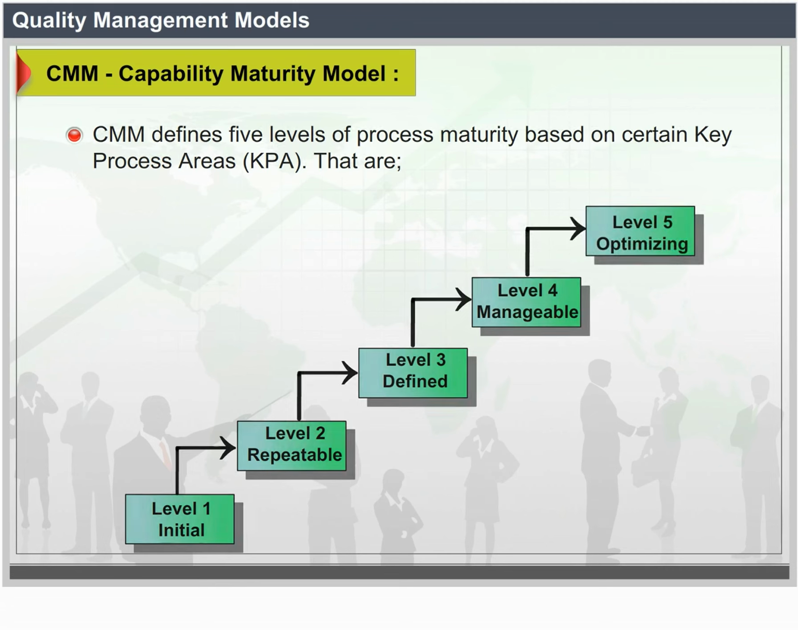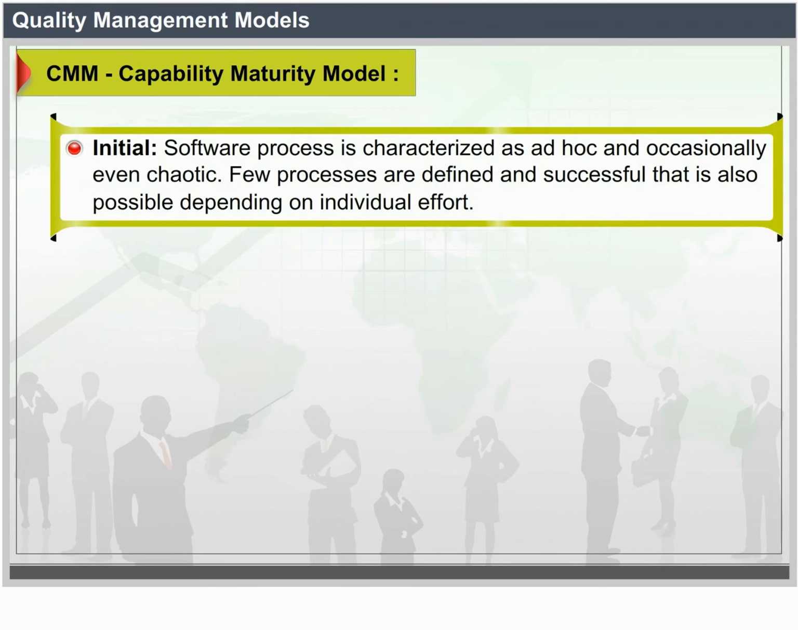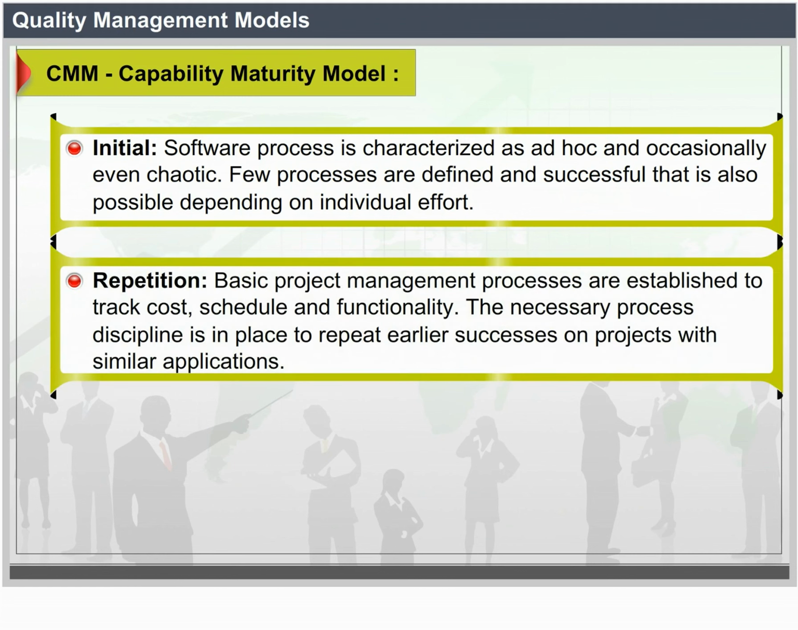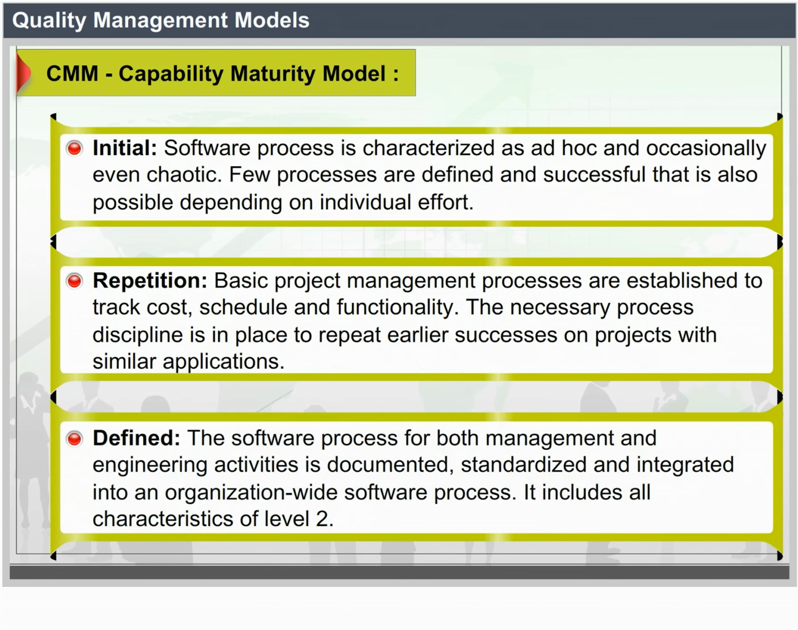Initial: the software process is characterized as ad hoc and occasionally even chaotic. Few processes are defined and success depends on individual effort. Repeatable: basic project management processes are established to track cost, schedule, and functionality. The necessary process discipline is in place to repeat earlier successes on projects with similar applications. Defined: the software process for both management and engineering activities is documented, standardized, and integrated into an organization-wide software process. It includes all characteristics of Level 2.